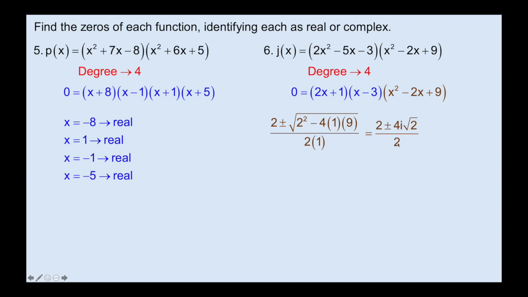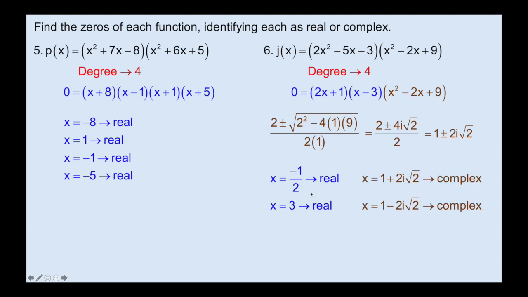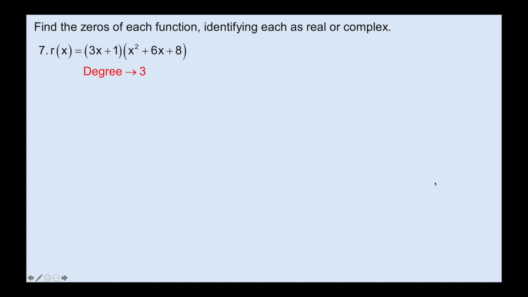Because all 3 of those are divisible by the same number, I can go ahead and reduce this just a little bit further, making this 1 plus or minus 2i root 2. And then going back to this part right here, if I set each of those equal to 0, in one case I'm going to get -1/2, and in the other case I'm going to get +3. These are both real solutions. These are both complex solutions, and again, we wanted to make sure that they did come in a pair there.